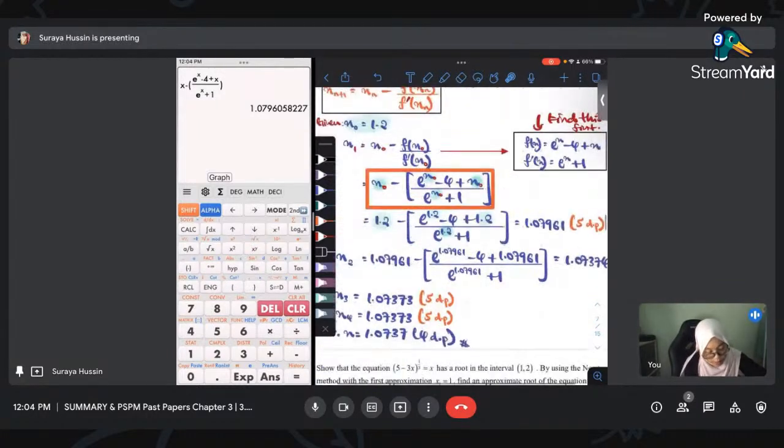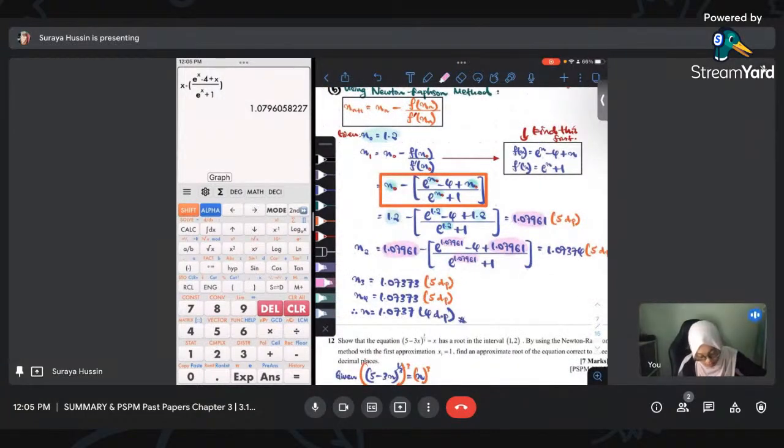Okay, and then teruskan masukkan 1.07961 ke dalam X2 kamu pula. Masukkan dia ke dalam X2 dan wajib ditulis. Wajib ditulis. I repeat. Wajib ditulis di dalam PSPM nanti. Okay, so tekan calculate answer. Just press answer only. Tak payah type panjang-panjang punya nombor. Then equal it. You will get 1.07374. Ikut apa yang kamu dapat. Okay, and then you will tekan lagi calculate.